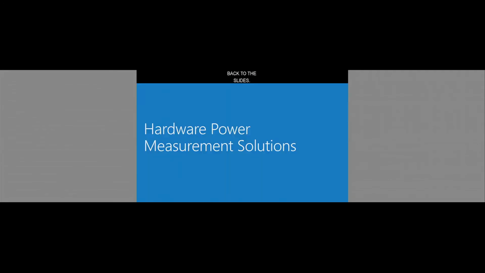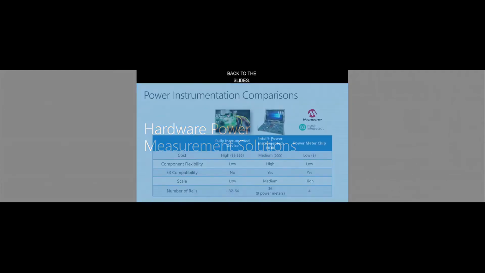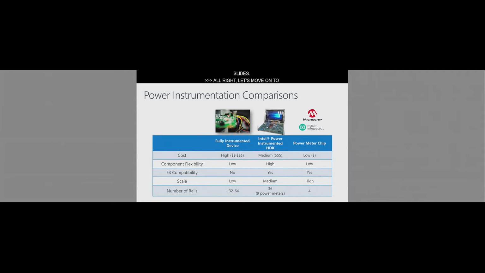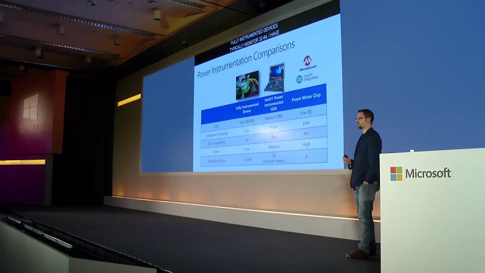All right, let's move on to hardware power measurement solutions that our IHV partners have been actively working on. This table compares several power instrumented solutions that are available to partners for debugging and optimizing for power. Fully instrumented devices typically monitor 32 to 64 rails, and I've seen as high as 96. They have low component flexibility, they're not compatible with E3, and they do not scale due to their high cost.